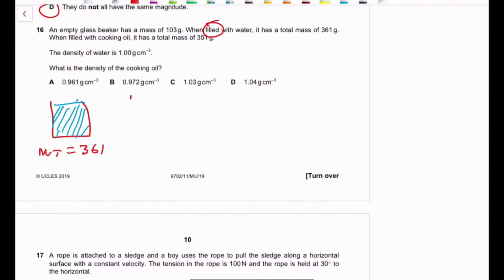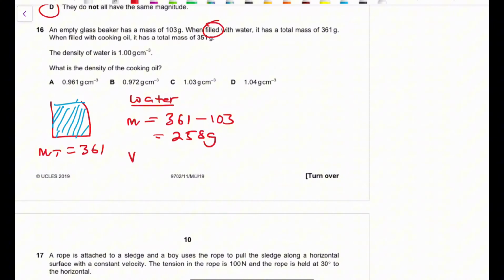So let's first start with water, right? The mass of water, if it's empty, it's going to have 103. Now it's filled with water, it's going to have 361. What is the mass of water? It's going to be 361 minus 103. That's going to give you 258 grams.